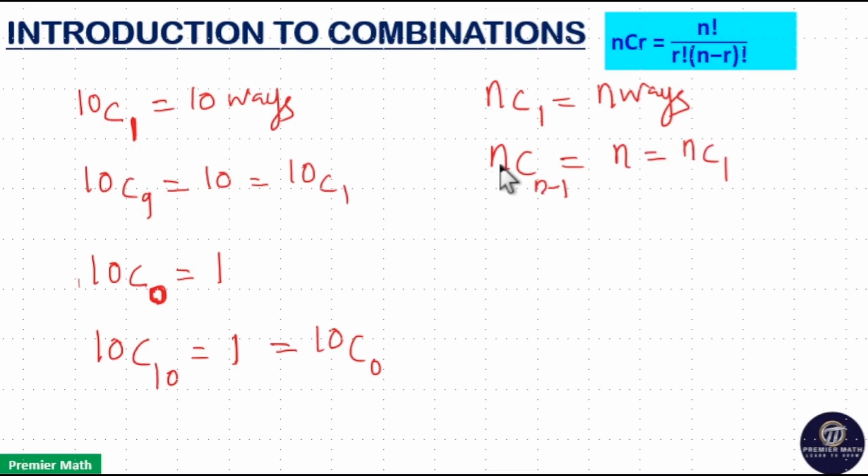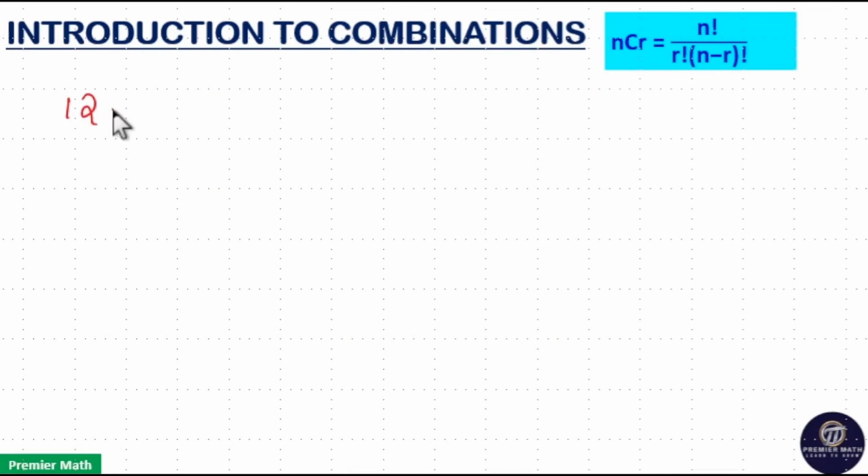If you take the difference between n and n minus 1, which is 1. Same way, if you're selecting 0 objects out of these n objects, which can be done in one way, and if you're selecting n objects out of these n objects, this can be done in one way, because nCm is equal to nC0.